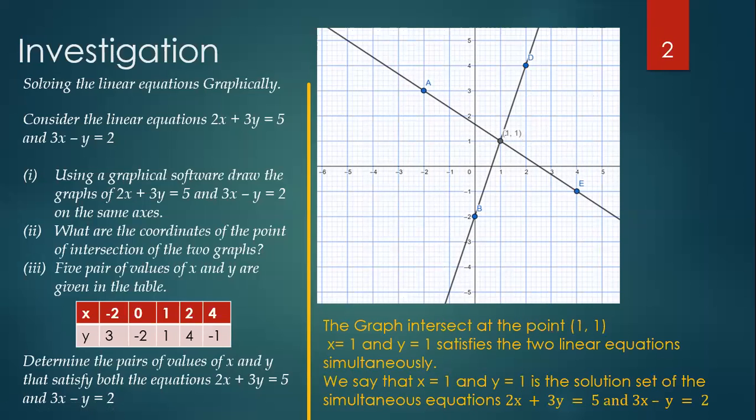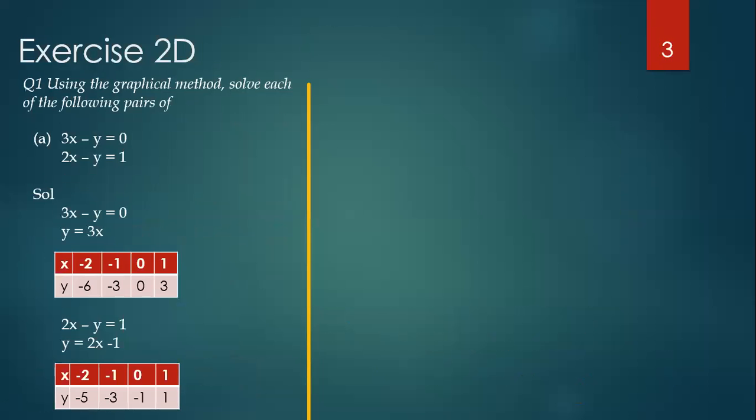Let's go to exercise 2D, question number 1, part A. Using a graphical method, solve each of the following pairs of equations. So we have got two equations, 3x minus y is equal to 0, and the other one is 2x minus y is equal to 1. This can be solved manually by three methods: either by substitution, or by elimination, and the third one is by matrices. But we are going to use a graph to solve this today. But to do the working, I'm going to use the method of substitution.